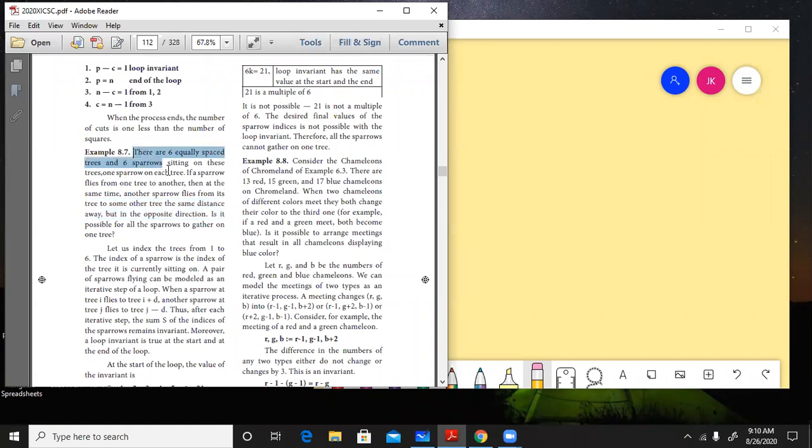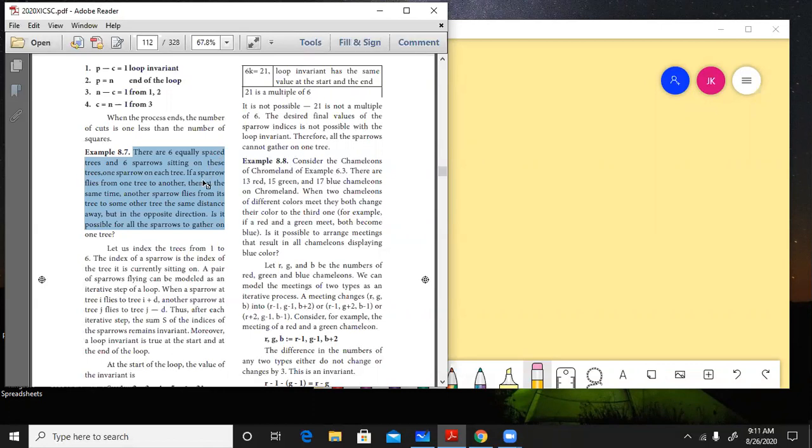The problem is explained in your textbook like this. You have six sparrows and six trees. Then they say that two constraints are there. One says the sparrow should travel an equal distance from one tree to the other tree. The second condition is if one sparrow is traveling from left to right, the other sparrow should travel the same distance from right to left, in the opposite direction. So these are the two concepts.